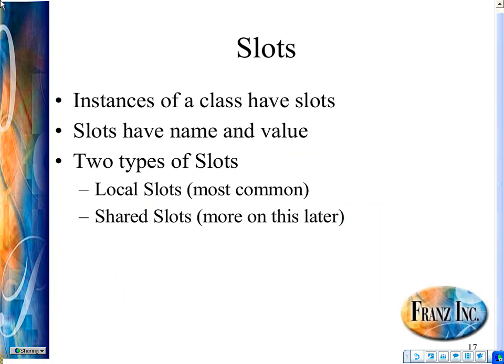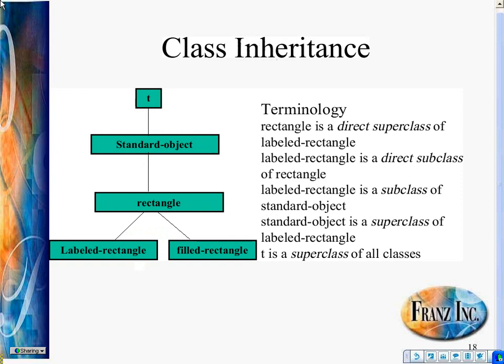And there are 2 kinds of slots, one called a local slot, and that applies to the instance alone. And the other is called a shared slot, and that applies to all the instances. So if you have a local slot and you modify it for a particular instance, it doesn't affect any of the other instances. If you have a shared slot and you modify a value with one instance, you modify the value for all instances.